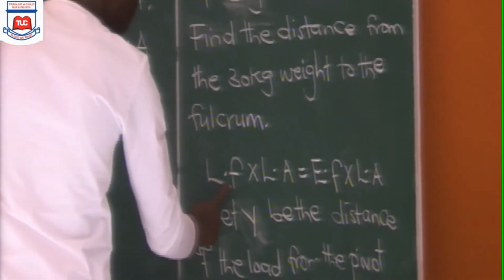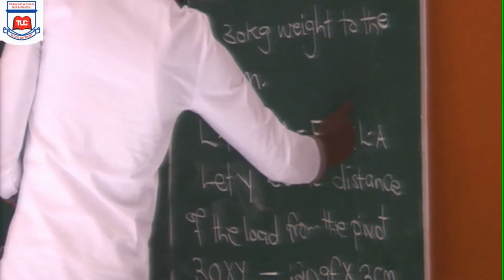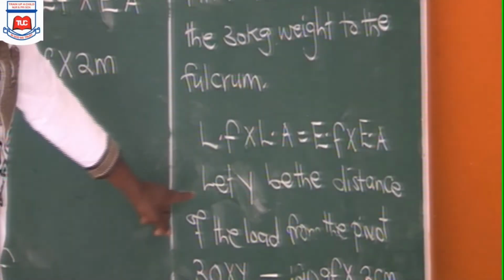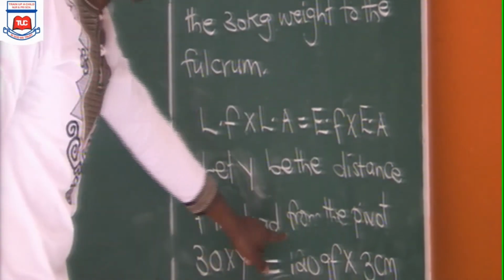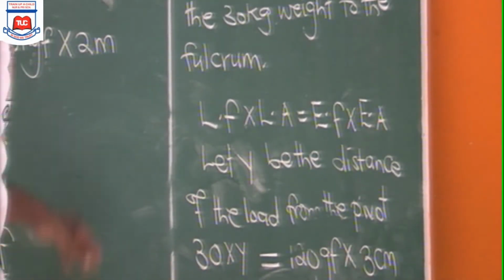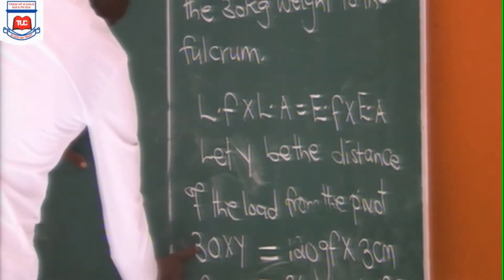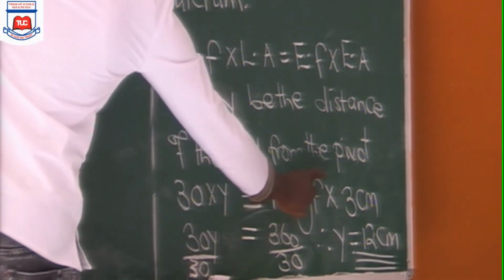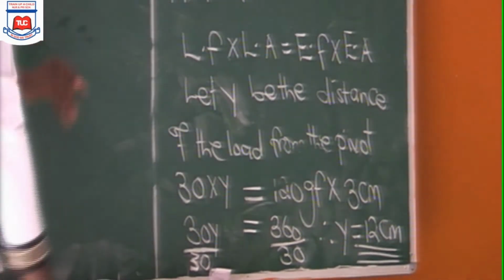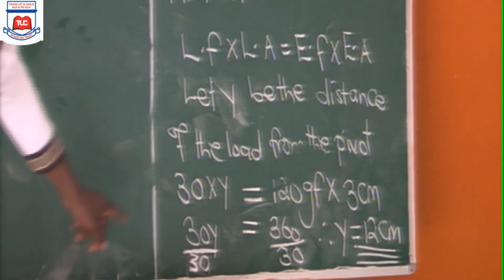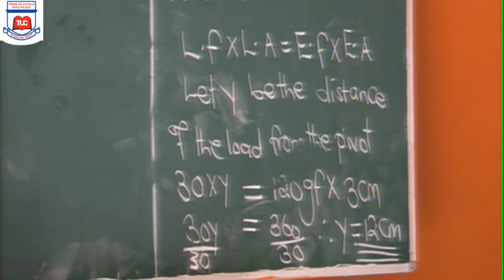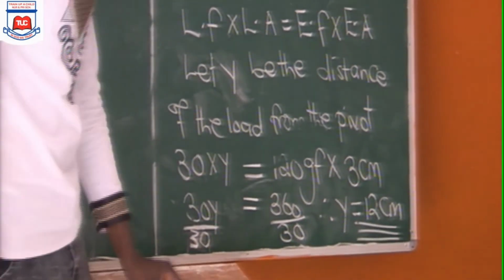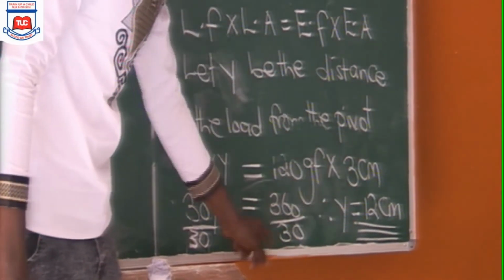So we are going to say the load force multiplied by the load arm is equal to the effort force multiplied by the effort arm. Let y be the distance of the load from the pivot. And here we are going to say 30 times y, of course now the distance, is equal to 120 gram force times 3 centimeters. When you multiply 30 times y, you get 30y. And when you multiply 120 times 3, you get 360.